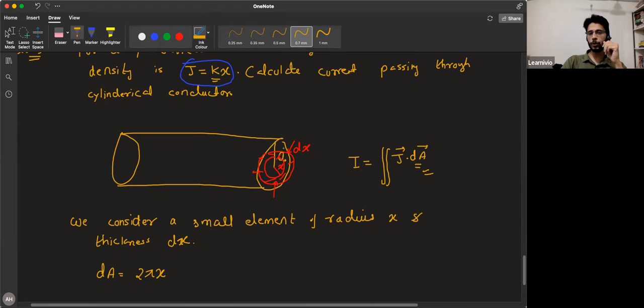For area, what we are doing is, we first calculate the circumference. Then for area, we multiply it with the thickness. Yashika, what is the thickness of this ring? dx. So what will be the area? It will be 2 pi x.